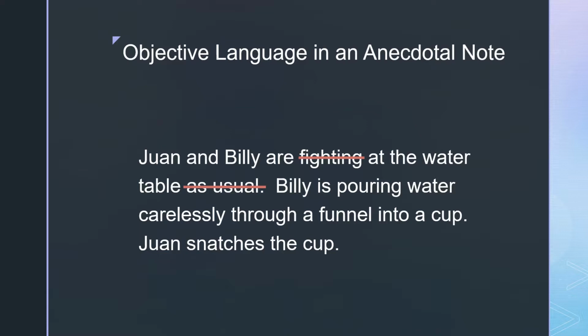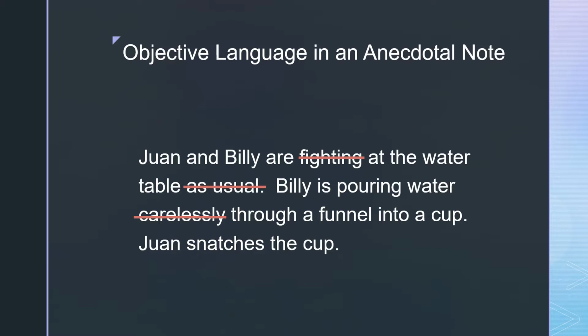Billy is pouring water carelessly through a funnel into a cup. So carelessly is clearly an emotion-based and a judgment-based word, and is unnecessary here. Sometimes students ask me, is through a funnel into a cup important? And the answer to that is maybe. We don't really know exactly what is going on in this situation, and it is plausible that that is important information. For whatever reason, the observer thought to write it down.